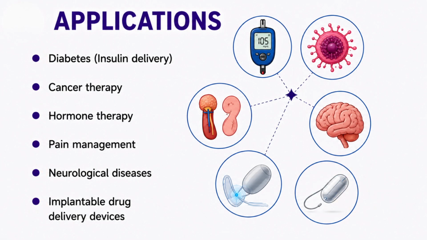So this technology has many applications. It is used in diabetes for insulin delivery. It is also used in cancer therapy, hormone therapy, pain management, neurological disorders, implantable drug delivery devices, and targeted drug delivery. So these are the major areas where electrically regulated systems are useful.